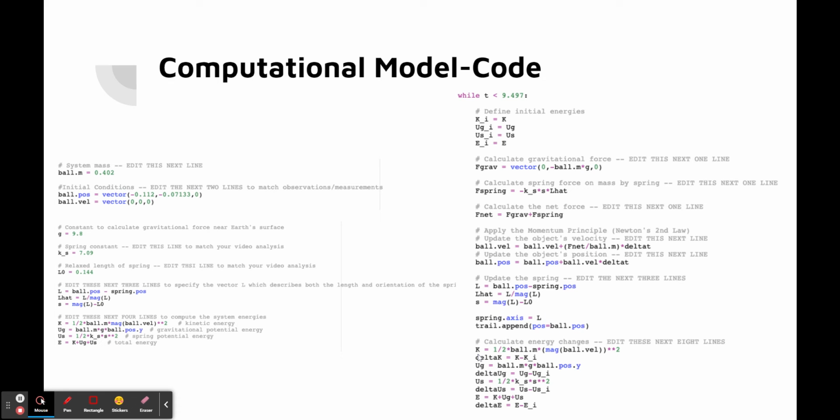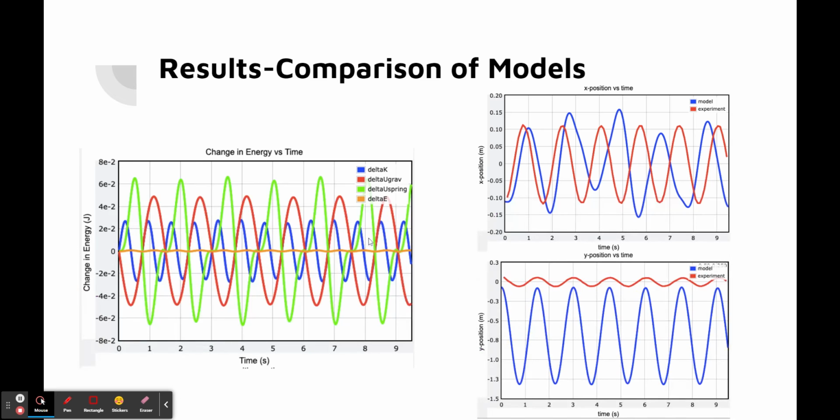And then right over here we have K, which is going to be the equation 1/2 mv squared, and delta K is going to be K minus K initial, and that's the same for all of these, just like with their specific energy. So this is kinetic, this is gravitational potential, this is spring potential, and the total energy is going to be adding all those energies together.